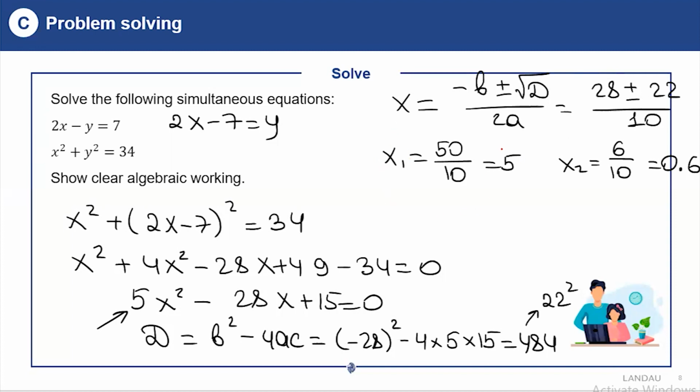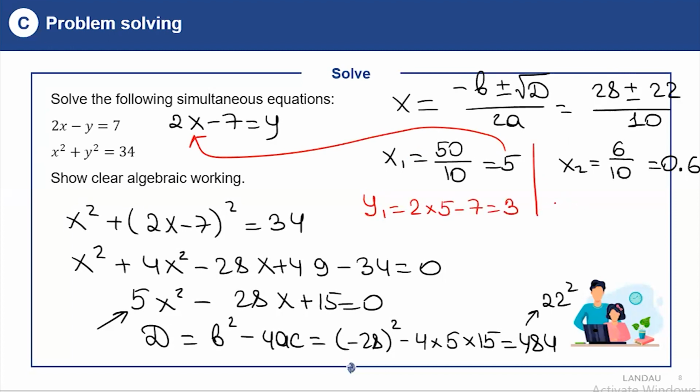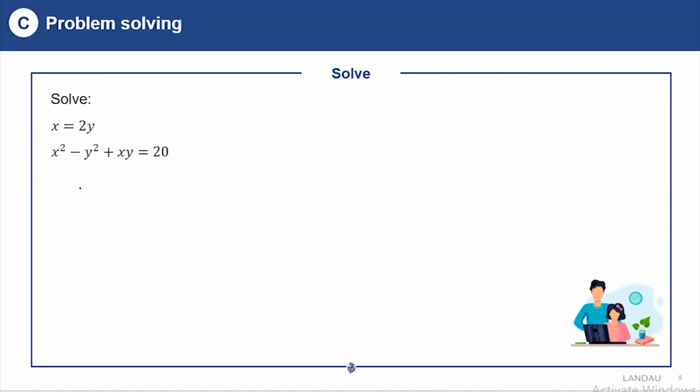For this reason, you can take the values of x and plug them here. If you plug in here, y1 will be 2 times 5 minus 7, which is 3. And if we want to find y2, we will plug 0.6 instead of this x. It will be 2 multiplied by 0.6 minus 7 equals 1.2 minus 7 equals -5.8.